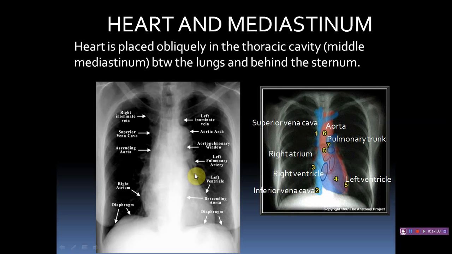In the same way, if you keep checking and seeing these images, you can easily identify the names mentioned here. See here also, this is the superior vena cava. Okay, this is the right ventricle. In the same way, the aorta, the arch of the aorta, and the left ventricle. You can see these are different parts of the chest radiography.